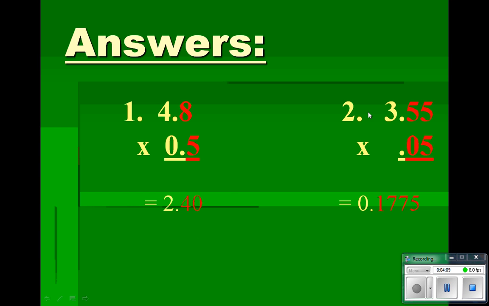And number 2, it's a little bit harder. 3.55 times 0.05. And you're going to count over 4 places because you have 2 at the top and 2 here. So you start at the end and count over 1, 2, 3, 4. Good luck in your endeavors.